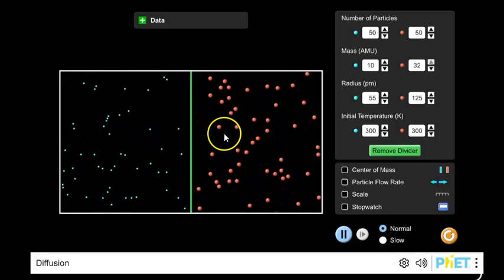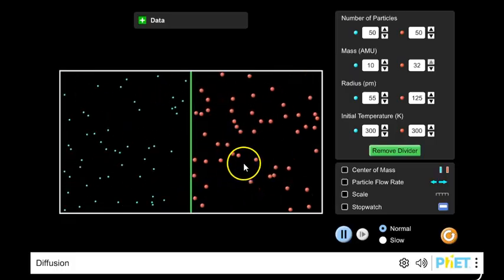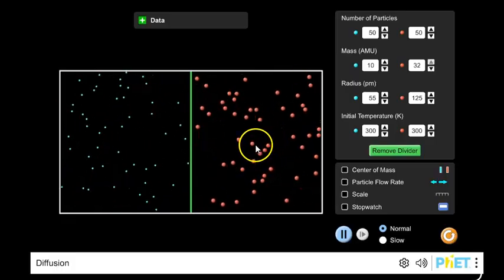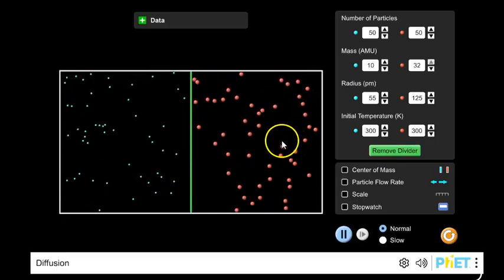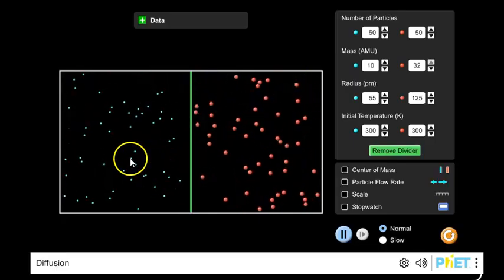Now, again, temperature is an average of the kinetic energy of particles. So is every red one moving slowly? No. Is every blue one moving quickly? No.